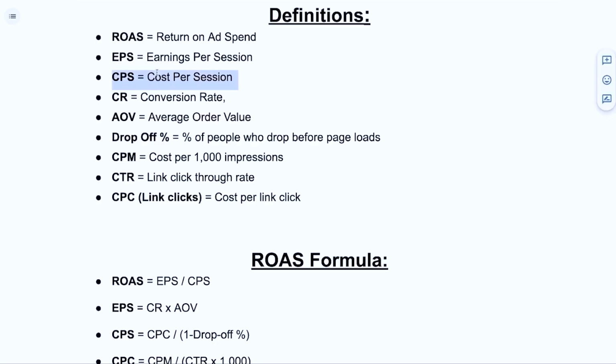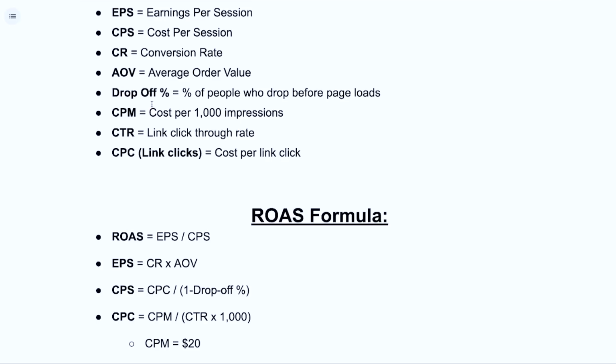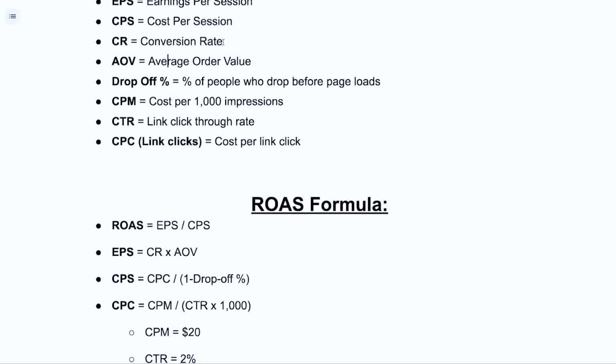Then next is our cost per session. So if we get 100 sessions to the site, how much do we spend on ads in order to get them? Then conversion rate. This is if we send 100 sessions, how many of them purchased? So if 5 people purchased, that'd be a 5% conversion rate. Average order value. This is if we have 100 orders and we did $5,000 in sales, you do 5,000 divided by 100, which gives an average order value of $50.